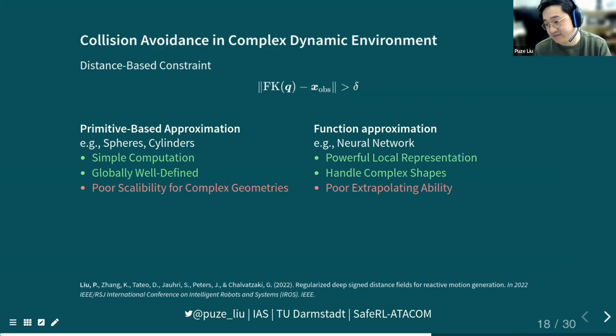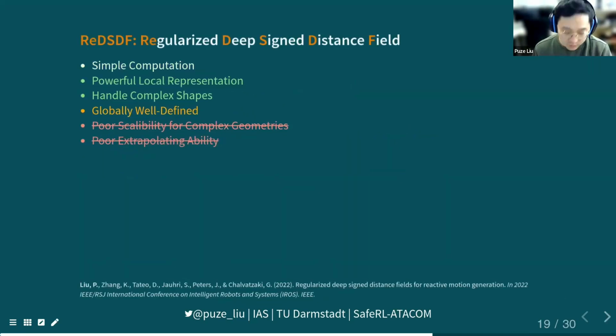On the other hand, functional approximations, such as neural networks, have more powerful local representations, and they can also handle complex shapes, but they have poor extrapolation abilities. So what we are trying to propose here is a signed distance function. We call it the regularized signed distance function, which tries to combine the advantages of both approaches and neglect the disadvantages. We also want to include articulated objects, such as a human or the robot, so that they can be considered when calculating the distance.